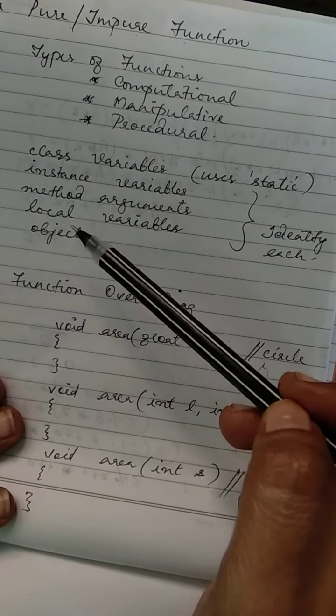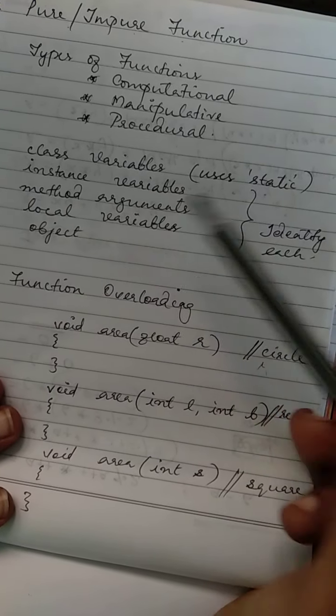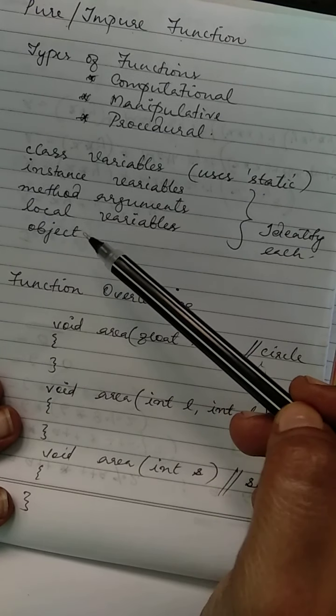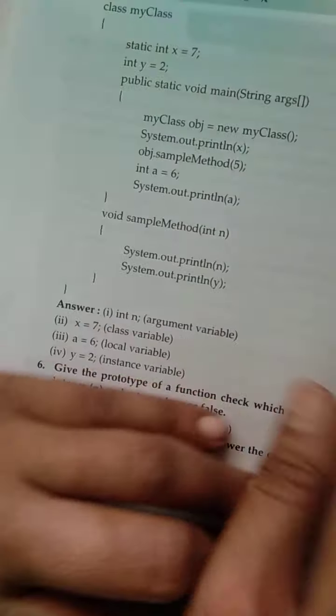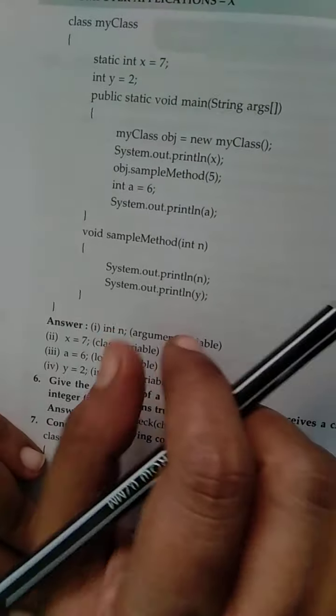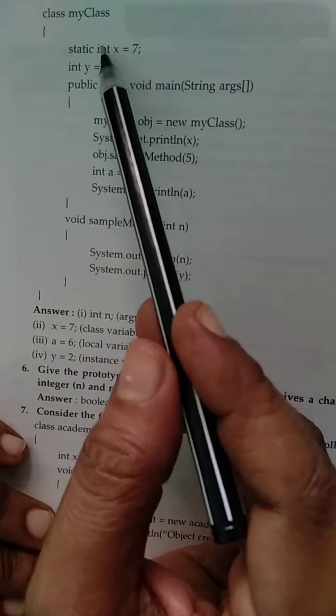Then object name: class name, space, object name equal to new class name. You can identify the object name also. I'll just show an example here for your reference. Just look at this example. Look at the program here. I'm showing one example. Just look here.